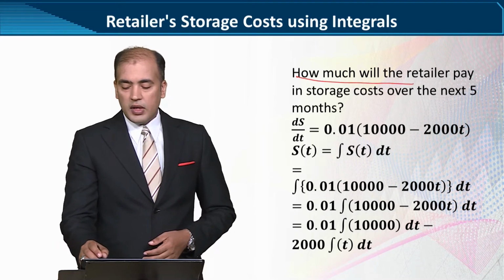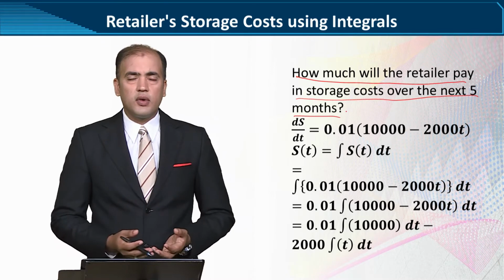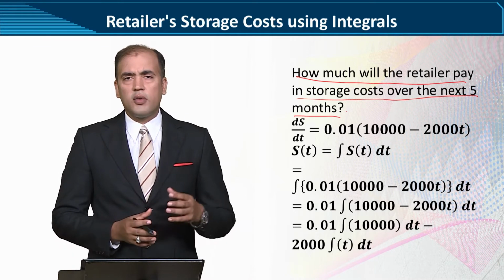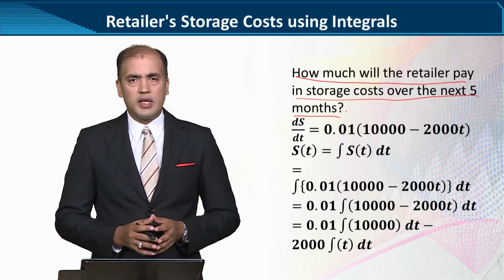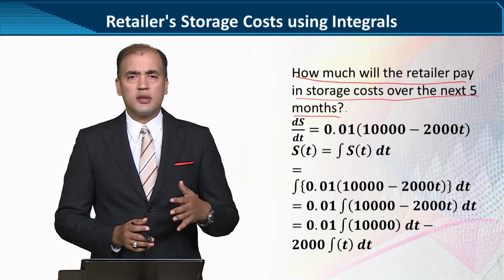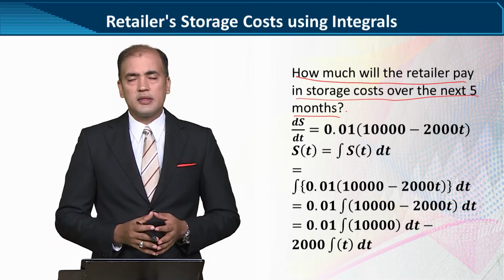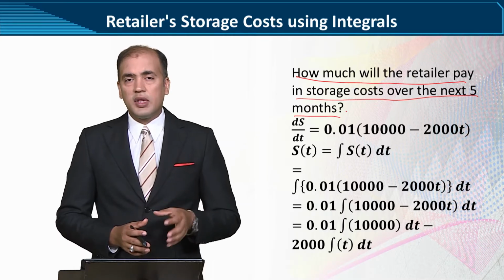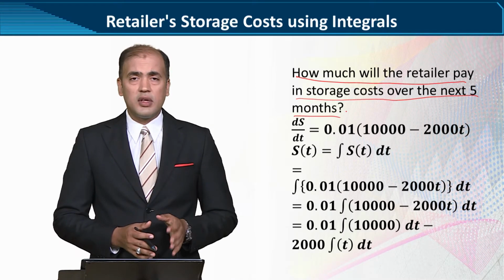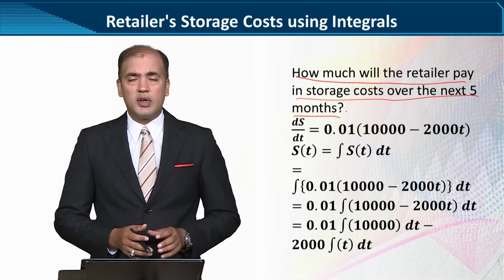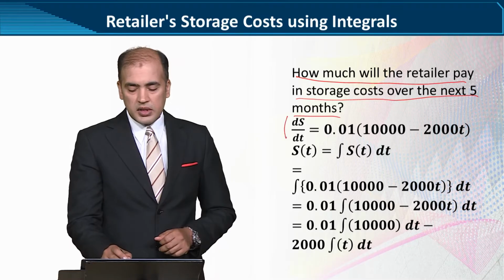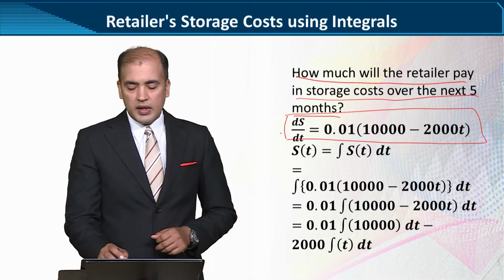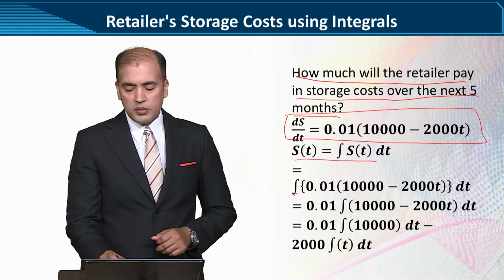How much will the retailer pay in storage cost over the next 5 months? This is what we want to know: how much he will pay if he uses the storage, and what will be the cost if he stores the products that he has for the next 5 months. For that we need the function, and we are not given the function. We are given the marginal version of it. That is why we are going to integrate the given function, and the given function is this. Once we integrate it, it will look something like this.